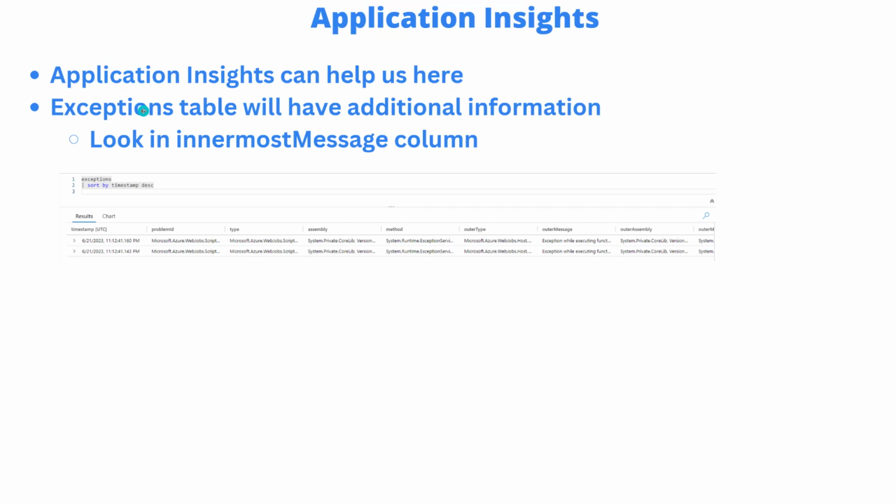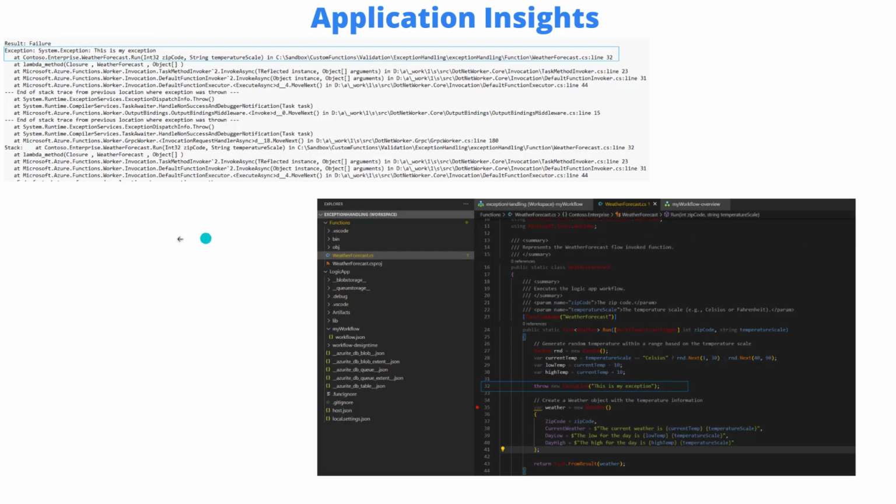Now, we do have the exceptions table, and we will have additional information logged. And where you're going to want to look is in the innermost message column, right? That is where you're going to see some more details. This is an example of what I pulled out of that innermost details column. And it's actually quite helpful in my mind, right? In the demo I'm going to show you, I inject my own exception. I just throw a new exception. This is my exception, right? We can see that being listed right here: System.Exception, this is my exception. And then, probably even more importantly, we can see the exact line where the issue occurred, right?